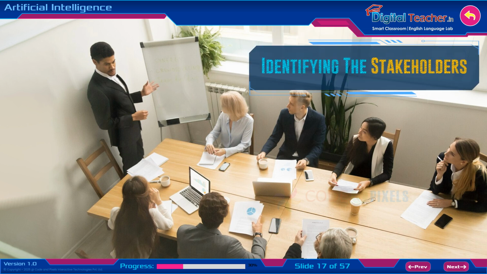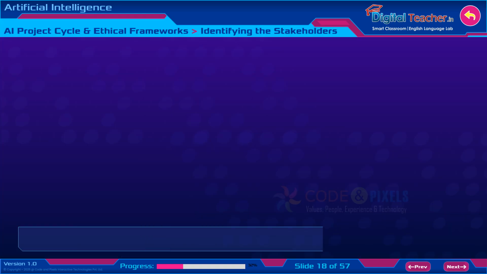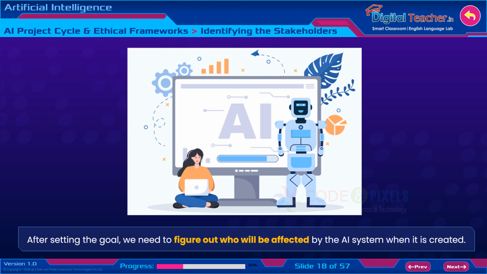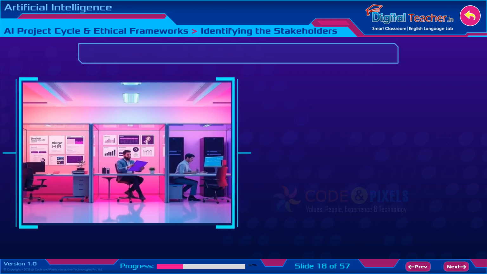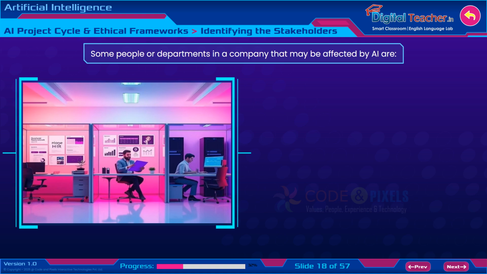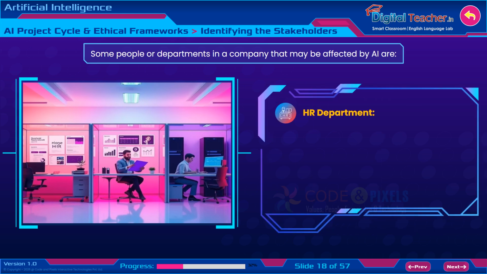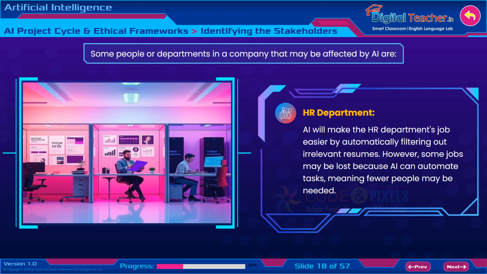Identifying the stakeholders. After setting the goal, we need to figure out who will be affected by the AI system when it is created. Some people or departments in a company that may be affected by AI are: HR department. AI will make the HR department's job easier by automatically filtering out irrelevant resumes. However, some jobs may be lost because AI can automate tasks, meaning fewer people may be needed.